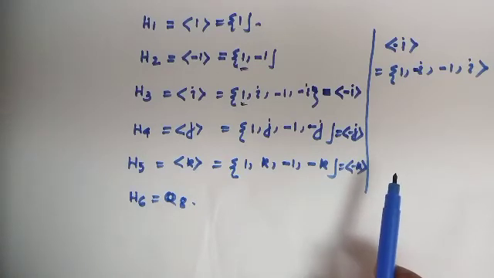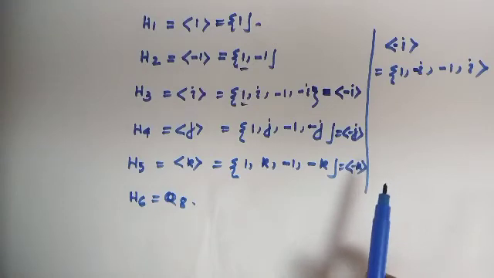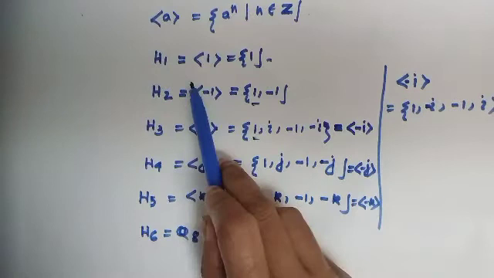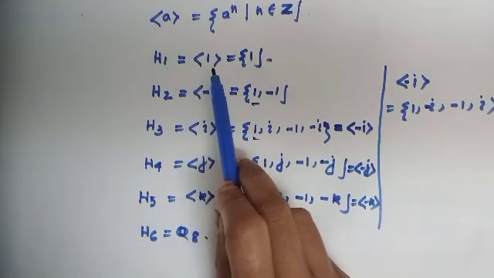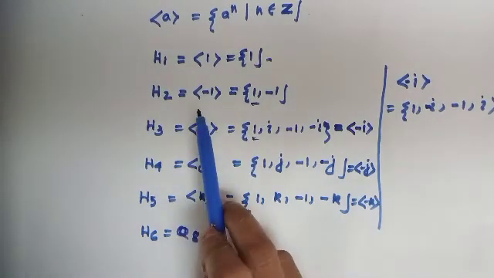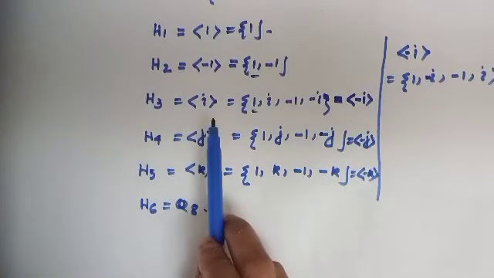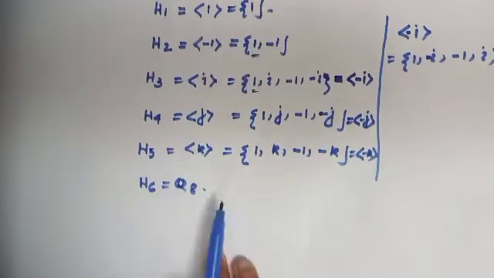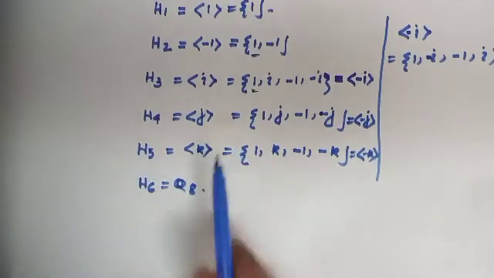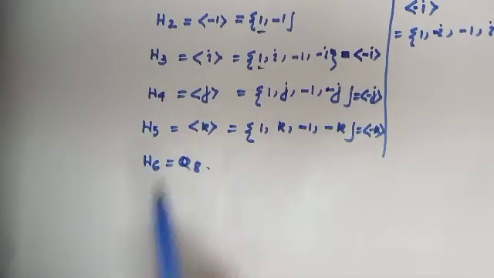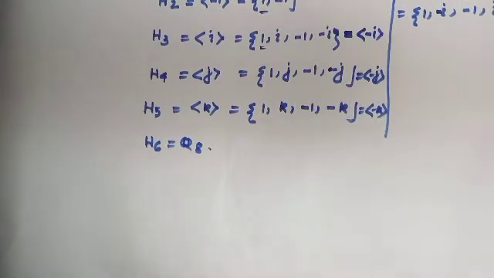That means this set has only 6 subgroups. H1, the cyclic subgroup generated by 1, H2, the cyclic subgroup generated by minus 1, H3, the cyclic subgroup generated by i, H4, the cyclic subgroup generated by j, and H5, the cyclic subgroup generated by k, and H6 is the group itself, meaning Q8. Are you getting what the subgroups are?